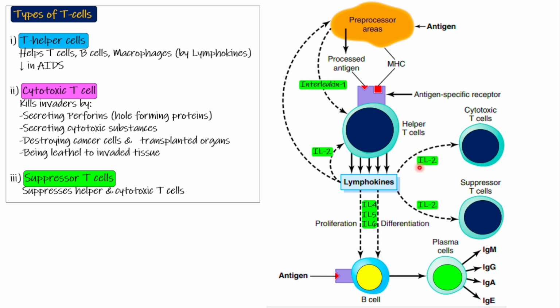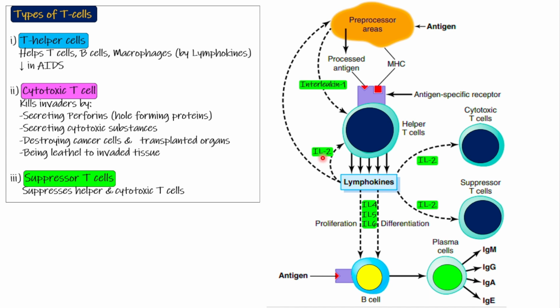The first one is interleukin 2. The helper T cells, when exposed to the antigen, will produce lymphokines, interleukins. So the first one is interleukin 2. Interleukin 2 is the one which is going to enhance the function of all the T cells, all the T lymphocytes, including the cytotoxic T cell, the suppressor T cell, and the helper T cell itself. So this interleukin 2 will be produced by helper T cells. This is going to enhance the functions of cytotoxic T cells, this is going to help the suppressor T cells, and this is going to help the helper T cells themselves. So interleukin 2 here, interleukin 2 here, and interleukin 2 here.